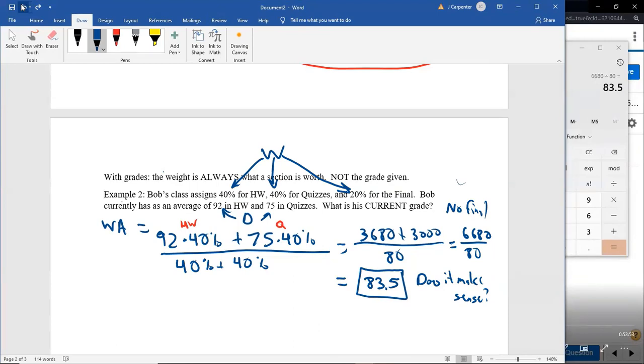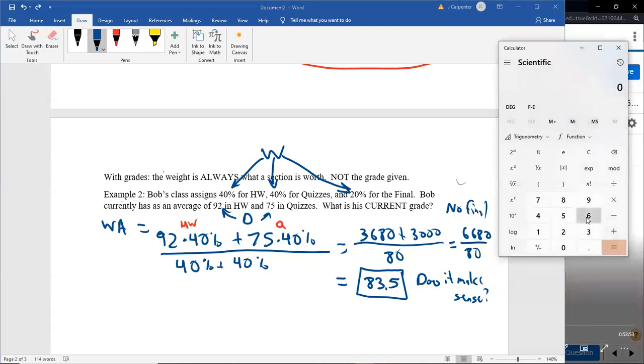If you had instead done this the wrong way, which we don't have time to do, if you had divided by the 92 plus 75 instead of the 40 plus 40, you would get, remember the top won't change, so it's still 6680. But now I'm going to divide by the sum of the grades, which 92 plus 75 is going to be 167. So I'm going to divide by 167. So the math you're seeing me do right here is incorrectly calling the weights the actual grades we earned. And we get a 40. That would not make sense at all.